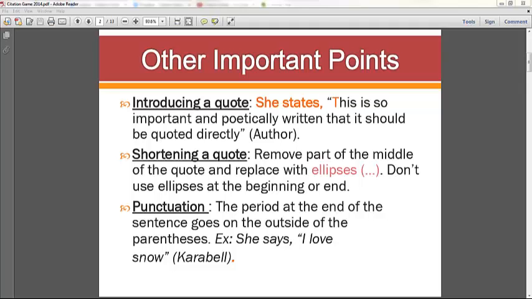And lastly, punctuation. The period at the end of the sentence goes on the outside of the parentheses. Example: She says, comma, quotation mark, "I love snow," quotation mark, parentheses, Carabelle, parentheses, period. The period is on the outside.